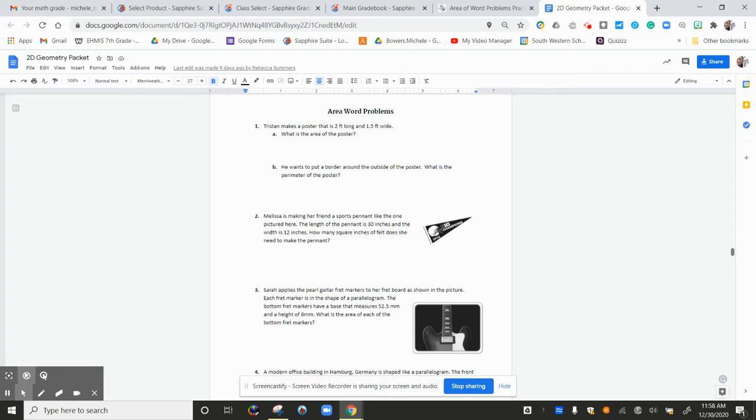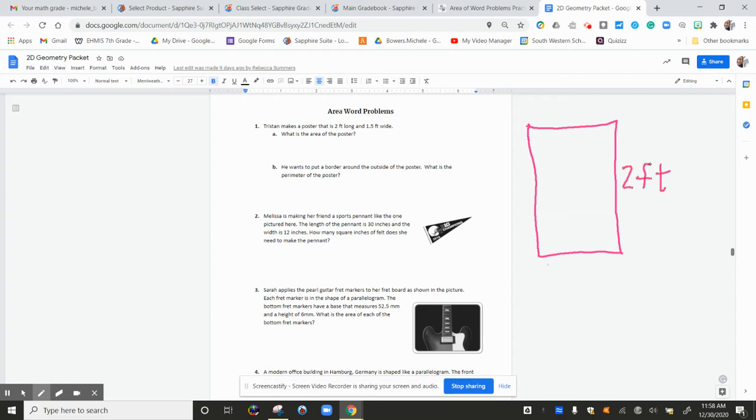Okay, and the first problem here is number 1. It says Tristan makes a poster that is 2 feet long and 1.5 feet wide. Now, typically when we see posters, they are usually rectangles. And when you don't have a picture to go off of, what mathematicians do is draw a rectangle. I'm going to make it 2 feet long and 1.5 feet wide.